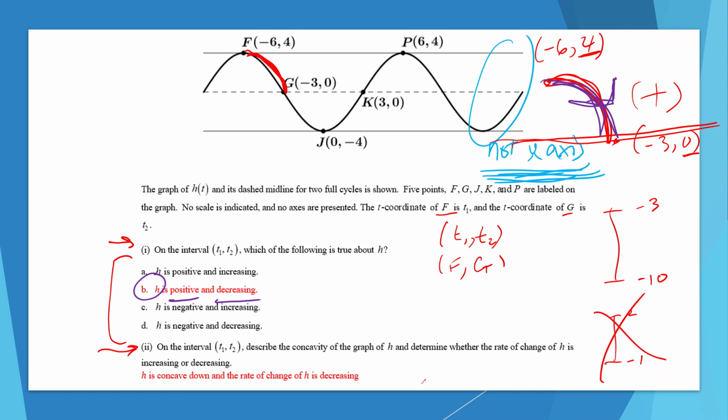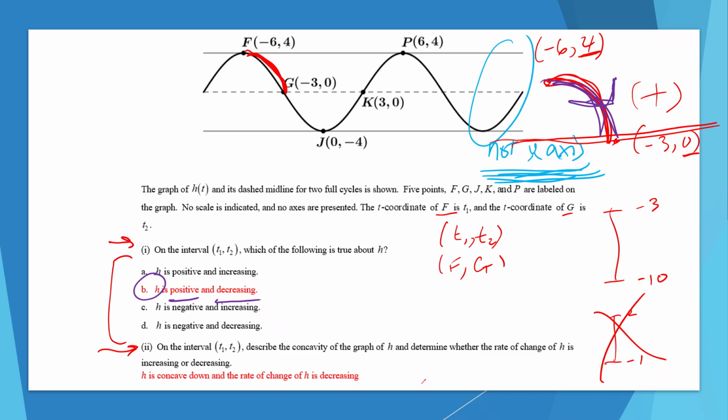Part 2, on the interval from T1 to T2, so still F to G, determine the concavity of the graph and determine whether the rate of change is increasing or decreasing. Biggest thing here is using a complete sentence and answering both parts.